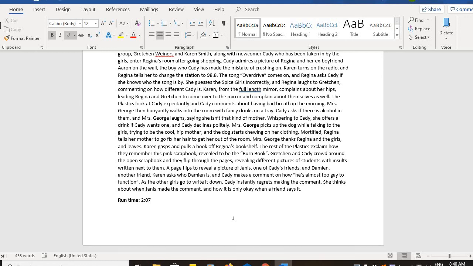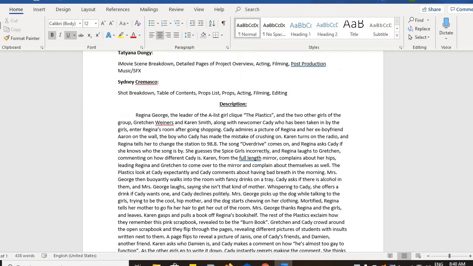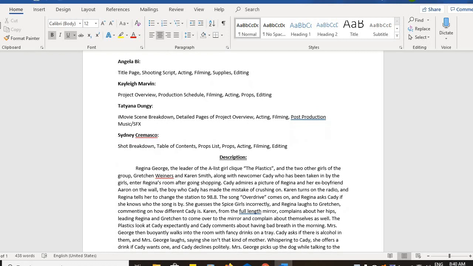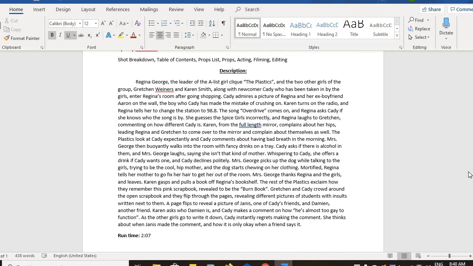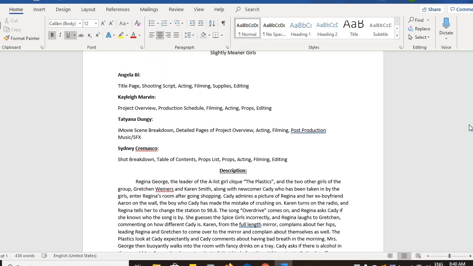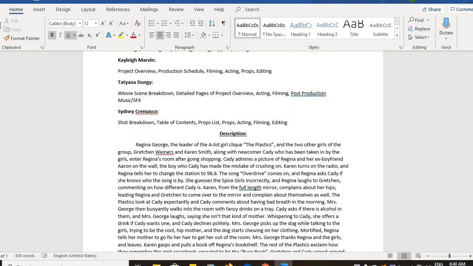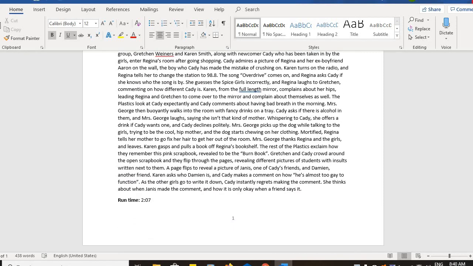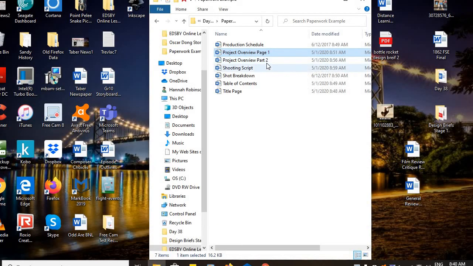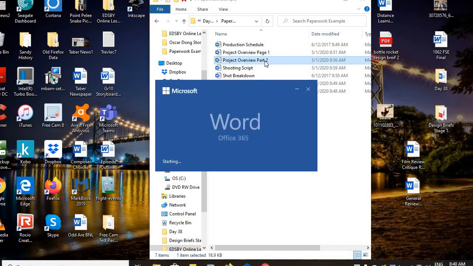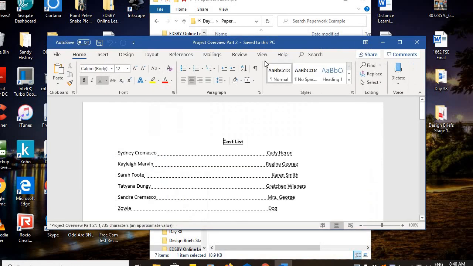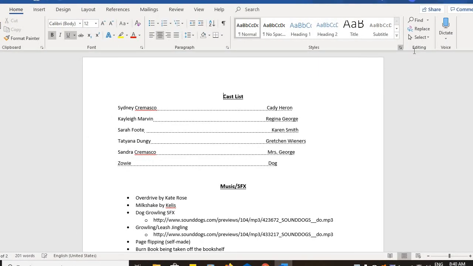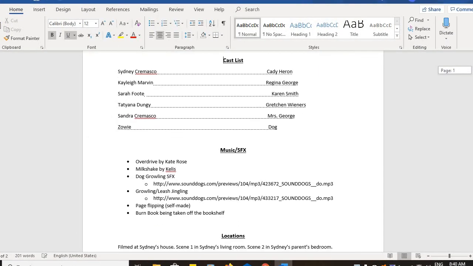So, page 1 of the project overview, give me all the information I need about what the scene is about and what each of the group members is going to do in that scene. Page 2 of the project overview is a breakdown of everything you need to organize in order to pull off filming of that scene. So, number 1, you cast your actors.